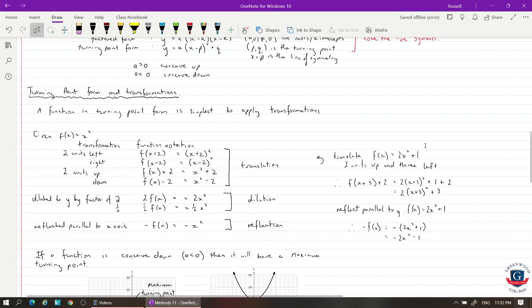And if we're looking at this function here and we wanted to compare it to y equals x squared, this function has been moved.